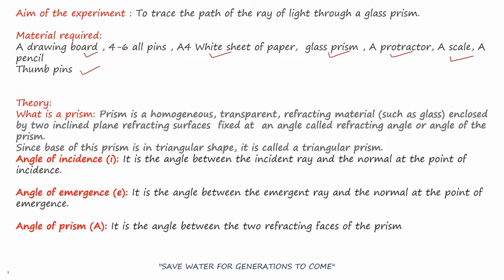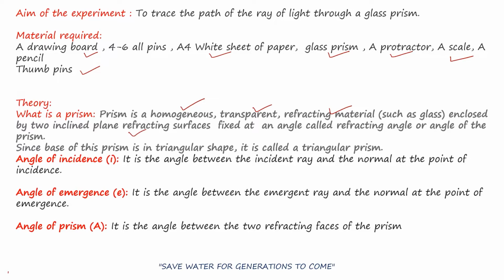After that, the third point is theory. In theory, we have to write down the theory, meaning the principle. How does a prism work? How does light pass through the prism? And what are the various angles related to the prism here? So what is a prism? First of all, a prism is homogeneous, which you have studied in chemistry also. It is a transparent material that allows light to pass through it, refracting material enclosed by two inclined plane refracting surfaces.